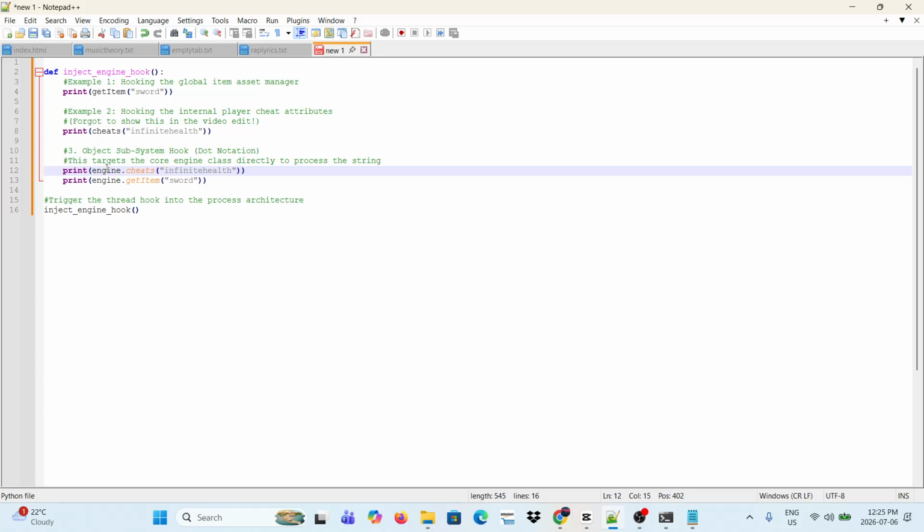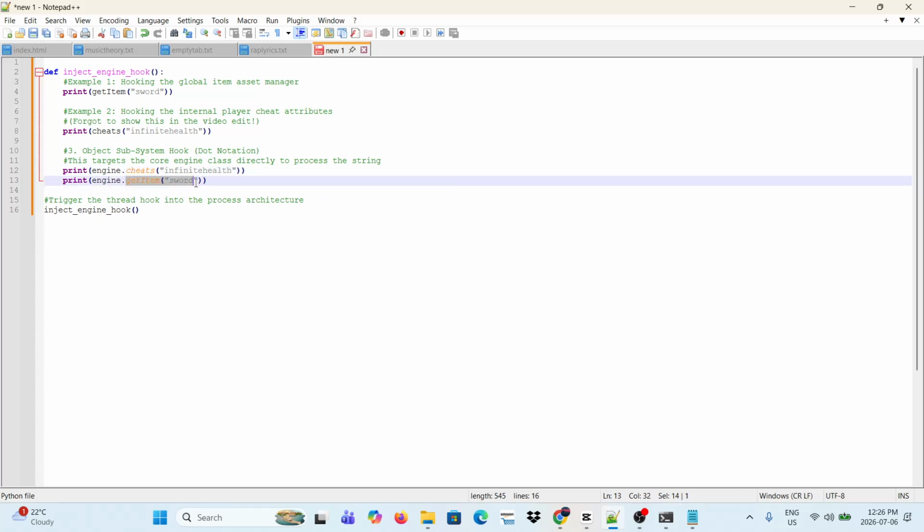But we're reaching into engine, which is a bigger library than cheats. Cheats is within engine. I'm not sure if they're actually both within engine, but engine is bigger. It contains more of these here. Calling it cheats, infinite health, and down here we're calling get item, sword. Pulling it out.